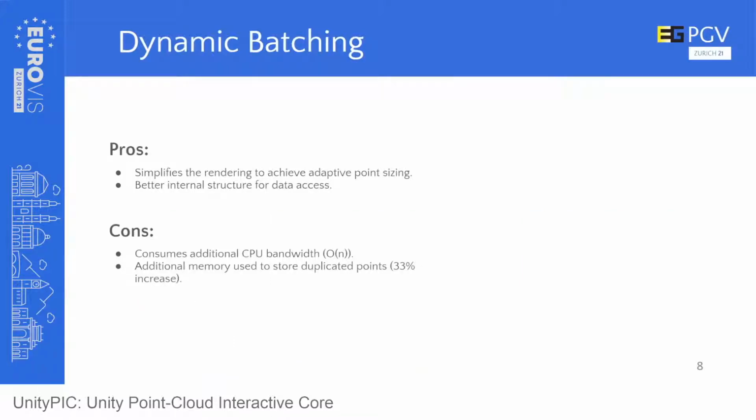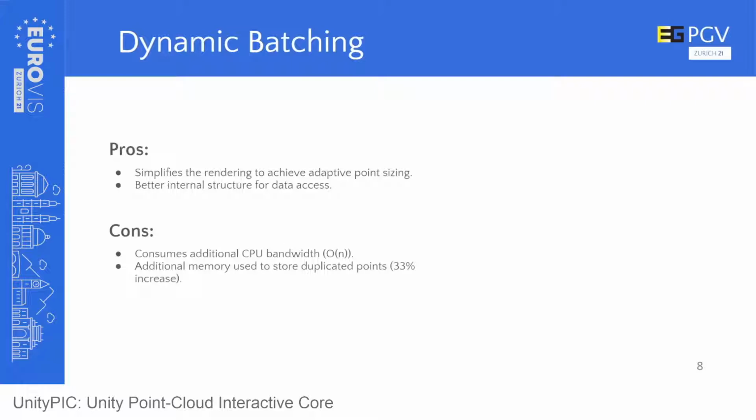The main benefit of the dynamic batching scheme is the simplification of the rendering process in order to achieve adaptive point sizing. Also, the proposed scheme improves data access, since accessing the points within the bounded region can be achieved by accessing one node rather than all the nodes along the path from the root to that node. The drawbacks are, of course, the additional CPU bandwidth used for processing and then the increased memory usage to store the duplicated or inherited points.